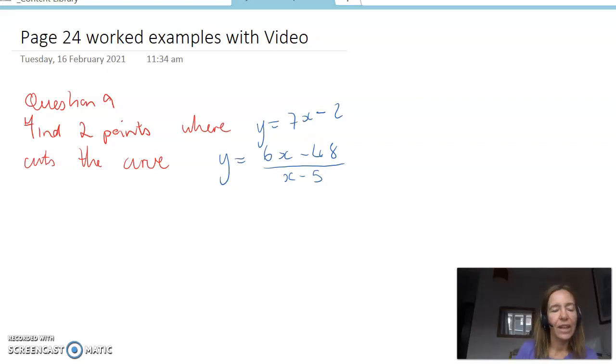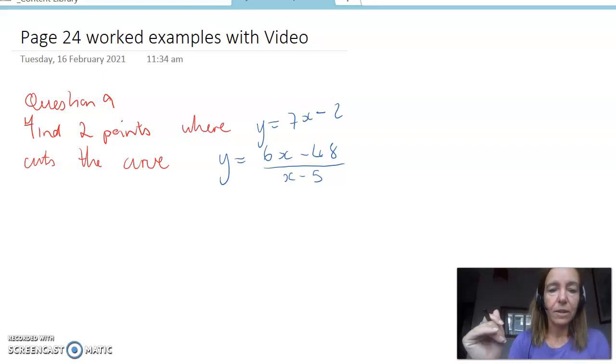Hi guys, we are looking at page 24 worded examples. Our question 9 I'm going to start off with. It asks to find 2 points where y equals 7x minus 2, which hopefully you recognize as a straight line, cuts the curve y equals 6x minus 48 over x minus 5.